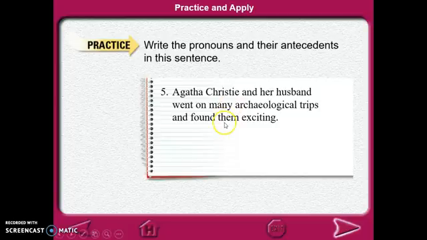Now here you have several pronouns. Agatha Christie is one of our antecedents, so in "her husband," her is referring back to Agatha Christie. But we also have down here the "them," because we're referring both back to Agatha Christie and to her husband. So that gets us the plural aspect. This one's singular because it's referring just to her, and it's feminine because it's referring to a girl, but the "them" here is neuter or neutral, and it's plural because it's referring to Christie and her husband.